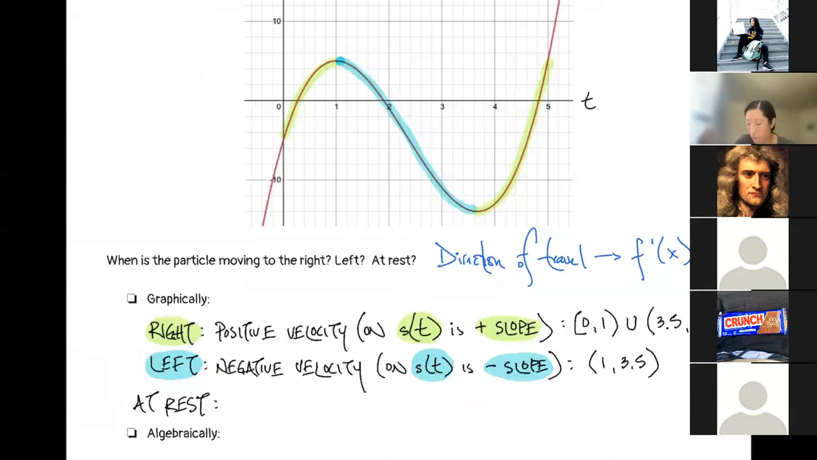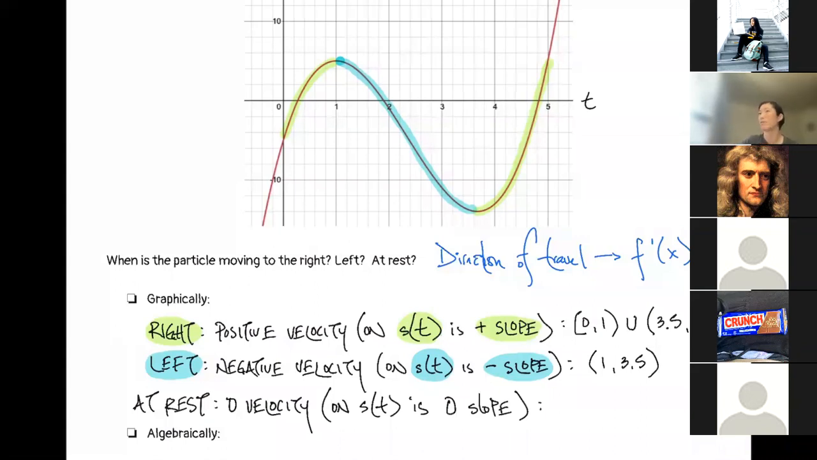And the negative velocity is going to be negative slope, but only if we're looking on the position graph. So let's finish this off. Where is this particle at rest? Right? Where is this particle at rest? Okay, so 0 velocity, and on the position graph is zero slope. Okay. And where might those be on this graph? Give me some t values that correspond to that.